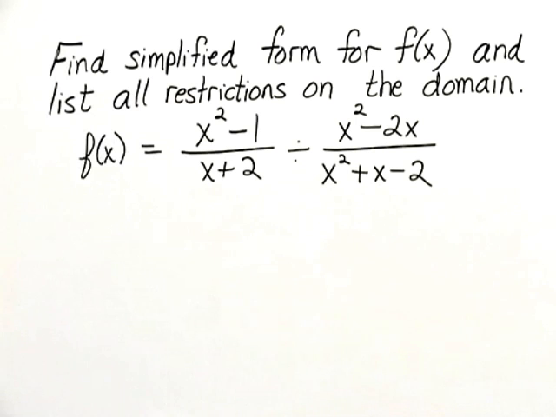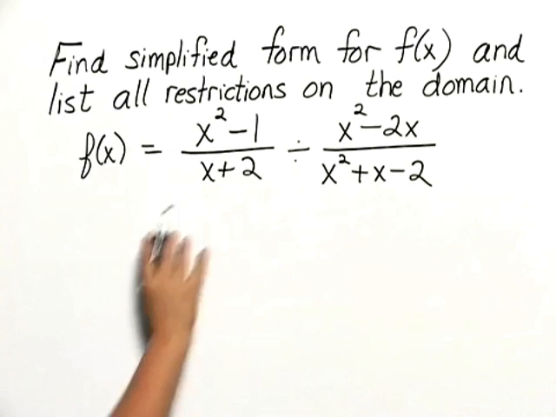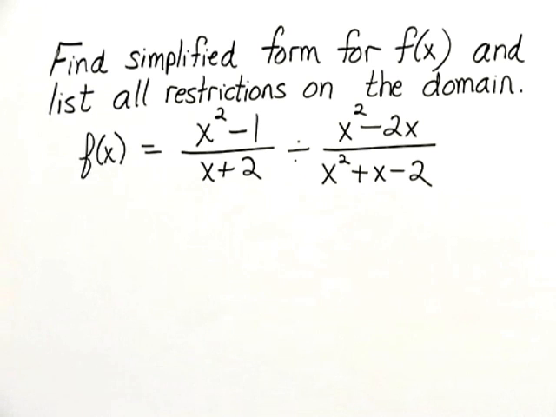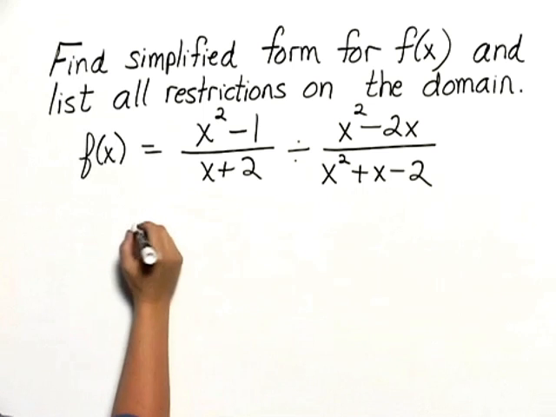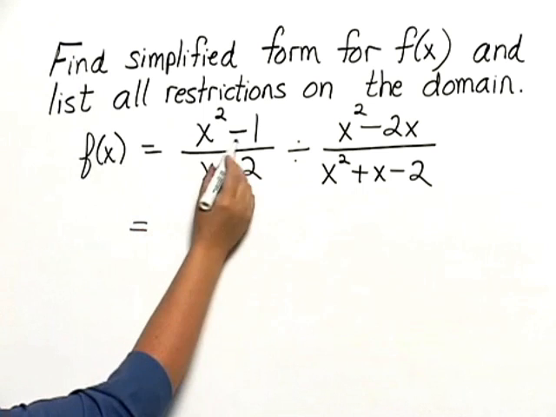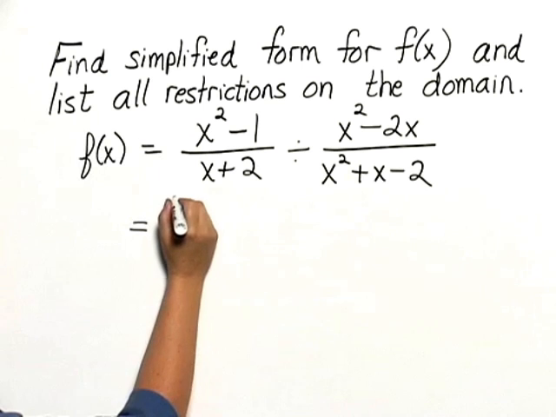Remember that we cannot divide by 0. So whatever value of x will give us a denominator of 0, or division by 0, we will not be able to have in the domain. Let's begin by factoring each individual polynomial and see what we're working with.